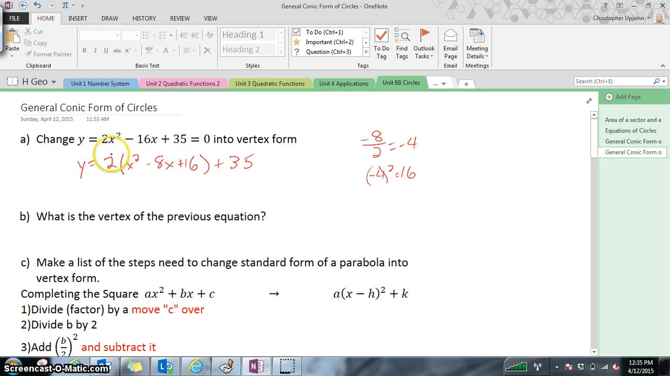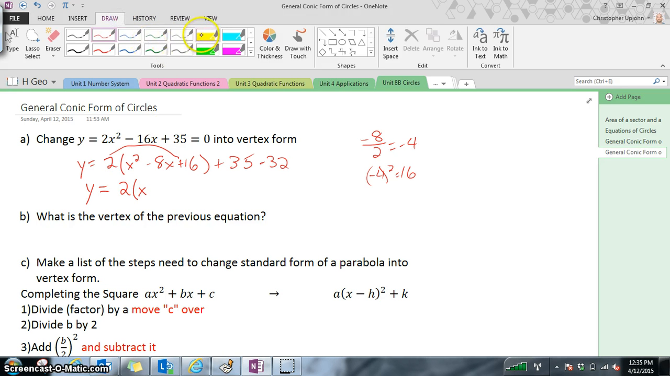But what did we really add? We added 2 times 16, 32, so we need to subtract 32 as well over on this side to keep it even. So now when we complete the square, 2 times x with this number. Or we could factor that like we've done before, but it is going to end up the same thing squared, and we have our constants plus 3.